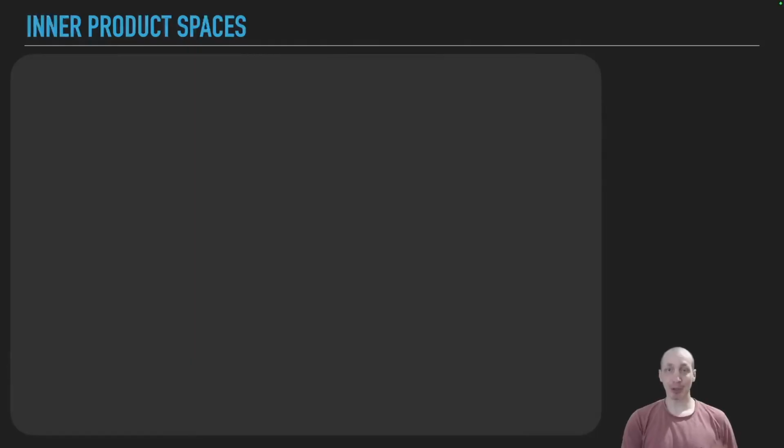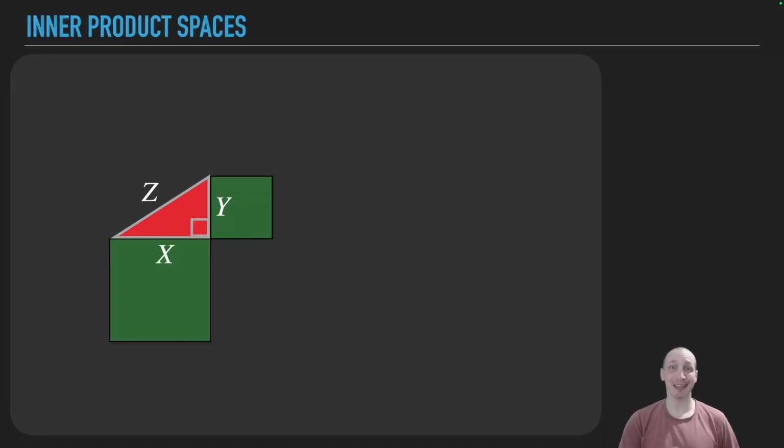Our starting point is one of the most basic and well-known results in geometry. If we start with a right-angled triangle and name its sides by x, y, and z, and then put squares near the x and y, then the sum of the areas of these squares equals the area of the square near z, or in other words, x squared plus y squared equals z squared. Right? This is the standard Pythagorean theorem.